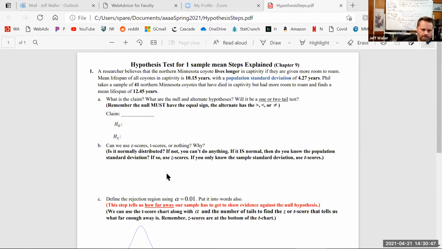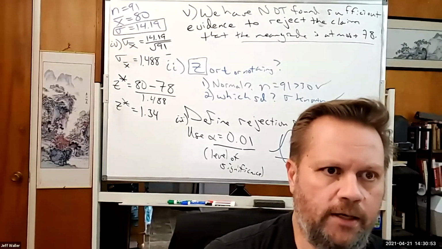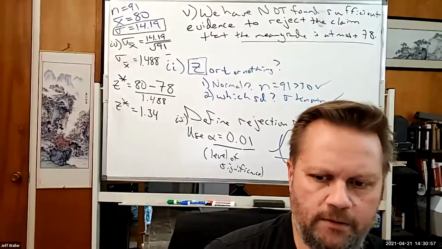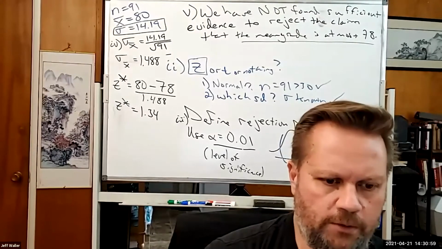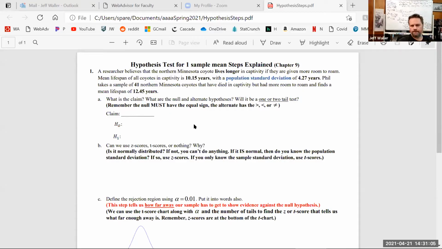What's this sheet called again? Oh, let me show you. It's under Unit 9. It's the only thing under Unit 9. Oh, okay, that was it. Yeah, hypothesis steps explained. Where'd it go? There it is. What time is it? Okay.